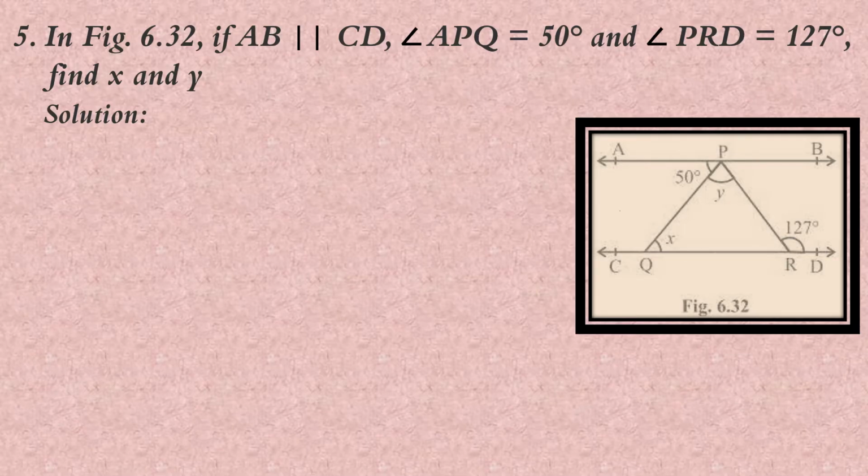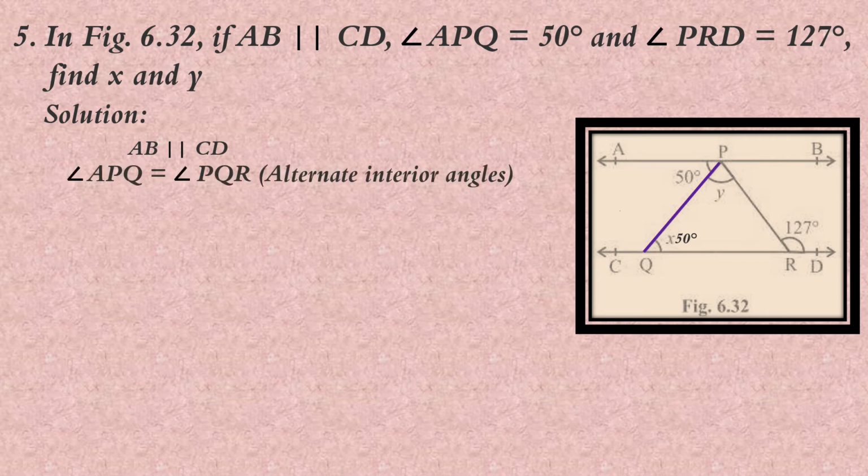In figure 6.32, if AB is parallel to CD, angle APQ is equal to 50 degrees and angle PRD is equal to 127 degrees, find x and y. So it is given AB is parallel to CD. Look at the figure. PQ is the transversal. So it is clear that x is equal to 50 degrees. Alternate interior angles are equal, so angle APQ is equal to angle PQR, that is x, equal to 50 degrees.